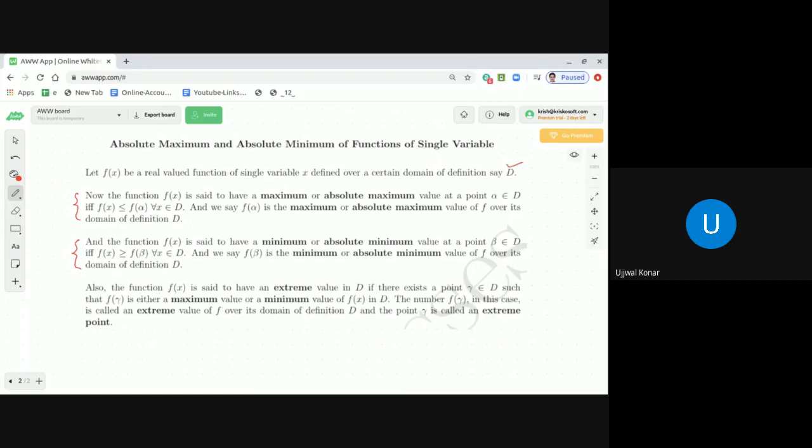Dear students, after some time, I'll give you a graphical explanation about the absolute maximum and absolute minimum. When am I going to give it? Because the next topic is local maximum and local minimum. Once we discuss this, then I'll give you a graphical representation.